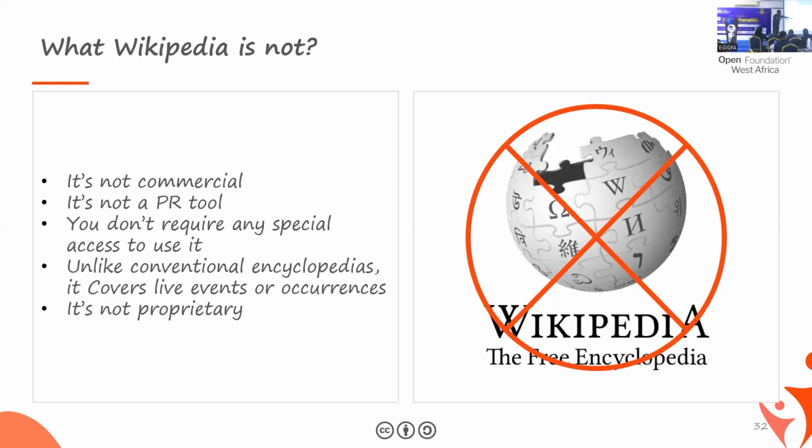You don't require any special access to use it. It is free. Sometimes you don't even need to log in. So it's not unconventional. Wikipedia covers live events and occurrences, and it is not owned by anyone. It is free.